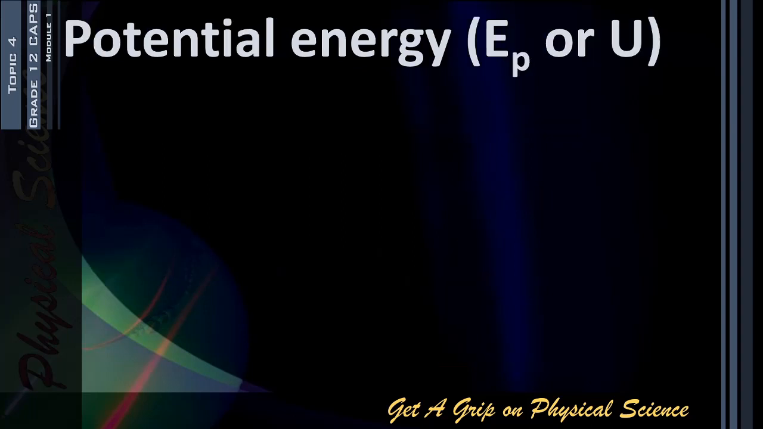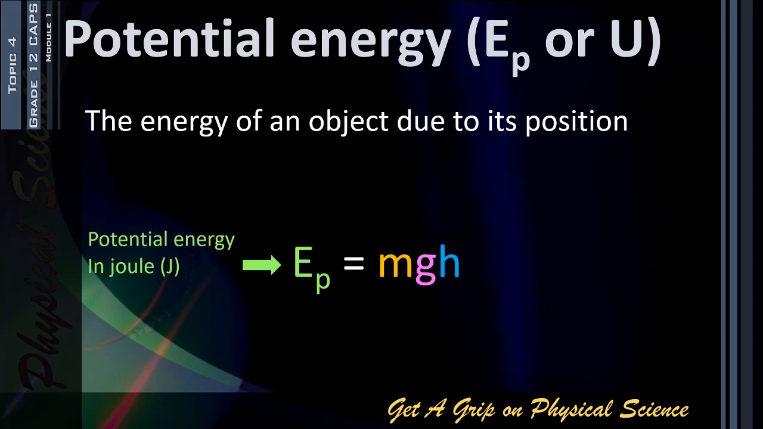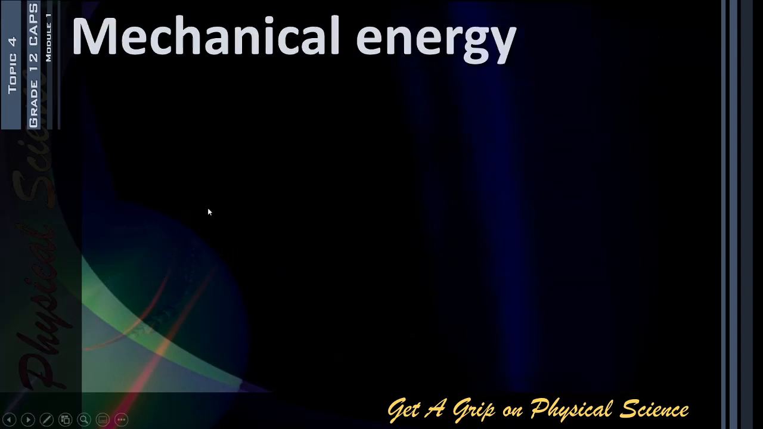You have also learned that the potential energy of an object is the energy due to its position. We use the abbreviations EP or capital U, and the formula EP is equal to mgh, where EP represents the potential energy in joule, m the mass in kilogram, g the gravitational acceleration in meters per second squared, and h the height in meters.